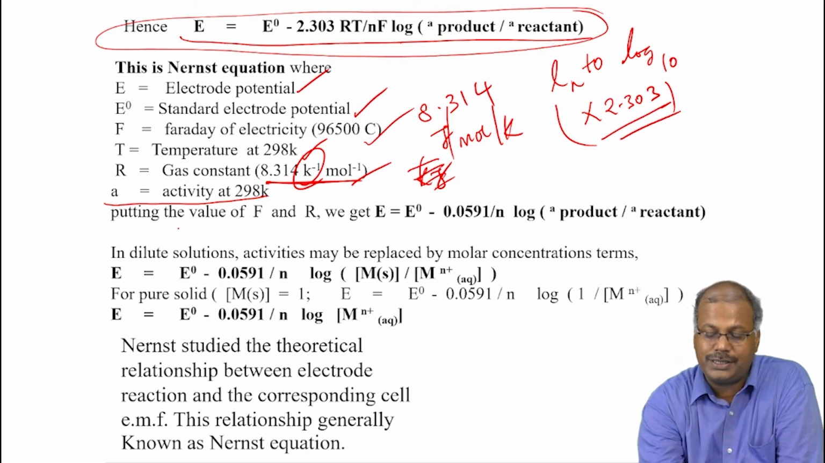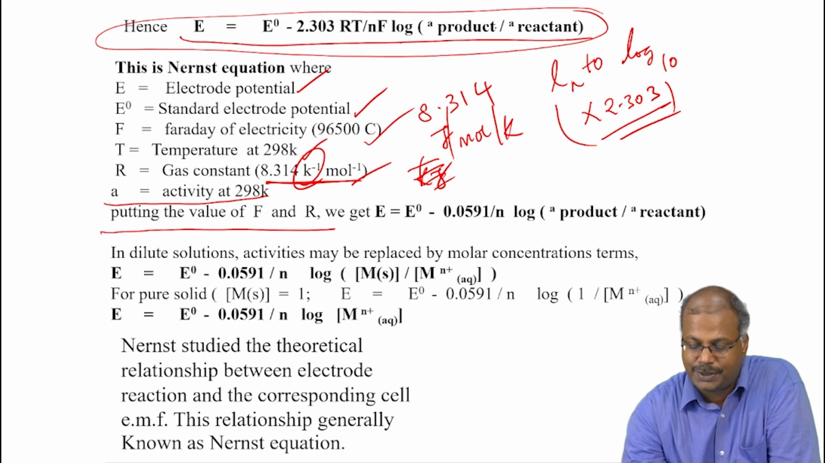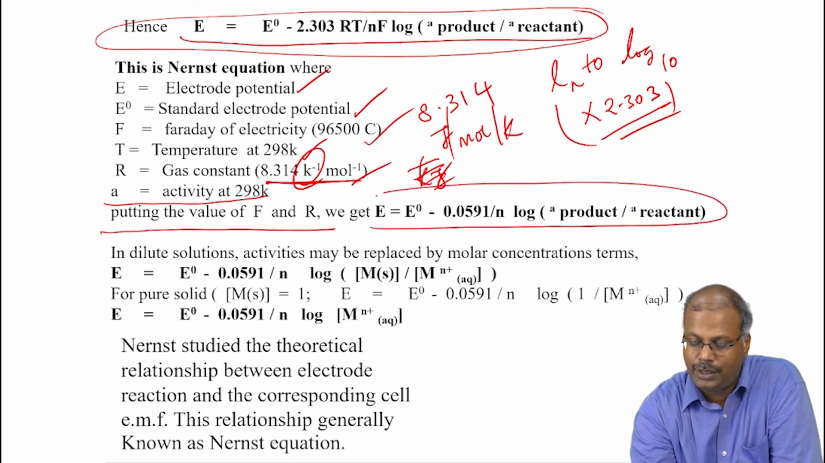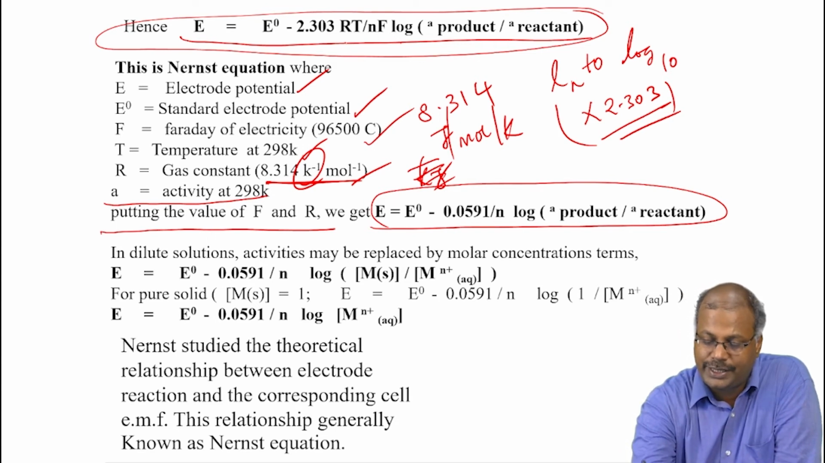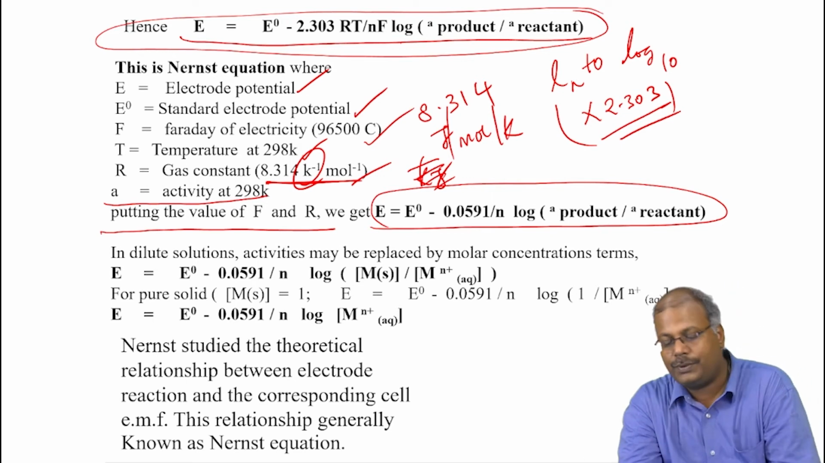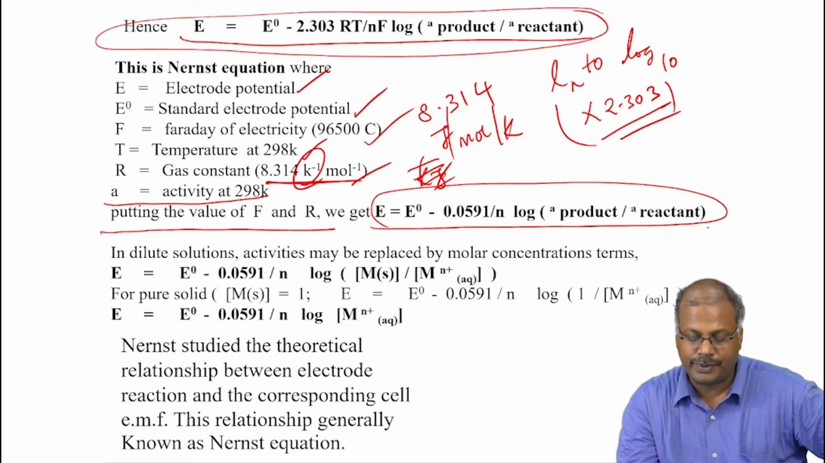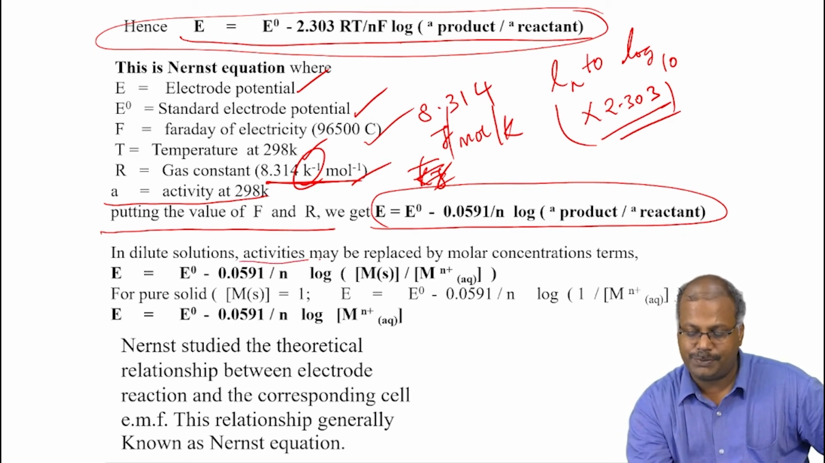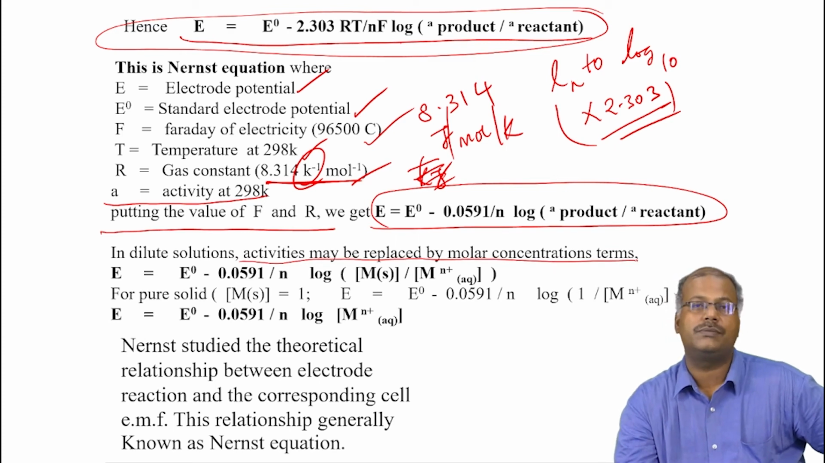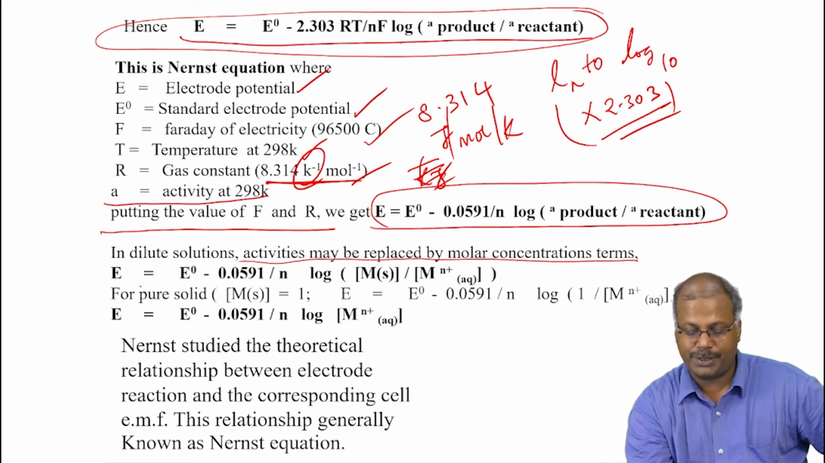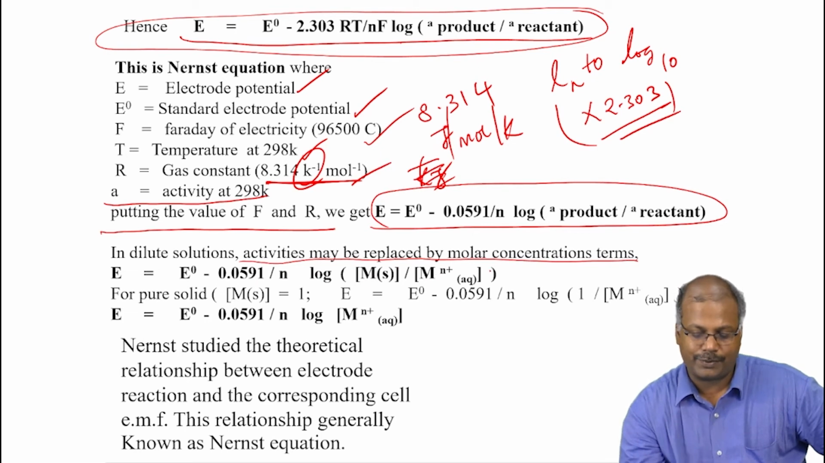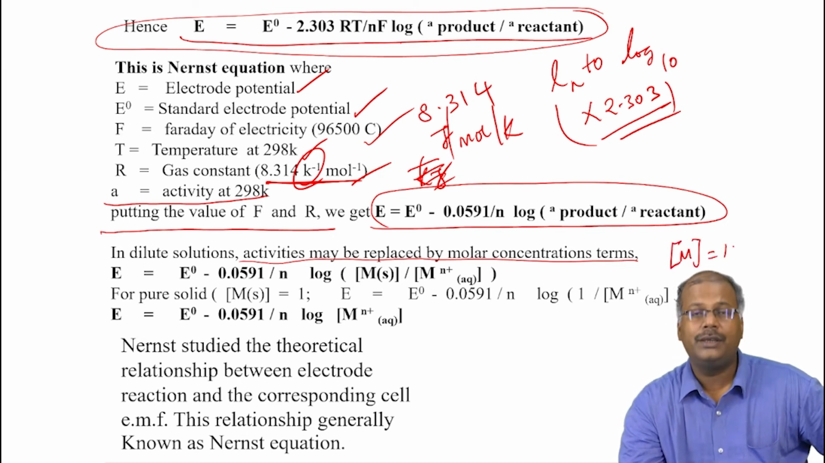Putting these values of F and R in this expression, we get E is equal to E naught minus 0.0591 by n. Other than n, everything else is a constant, so if you substitute those constants, we get this expression. Now in dilute solutions, activities may be replaced by molar concentration terms, molarity. So this expression becomes E is equal to E naught minus 0.0591 by n log concentration of metal solid by concentration of M n+ aqueous. Normally, the concentration of the metal is considered to be 1, unit activity.